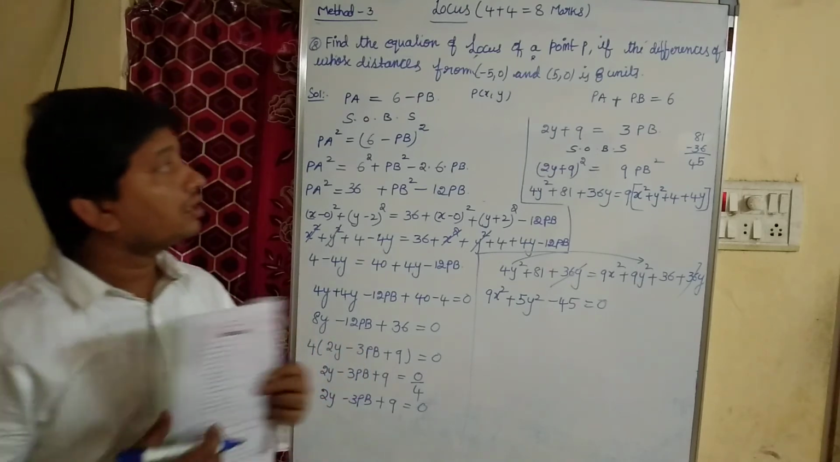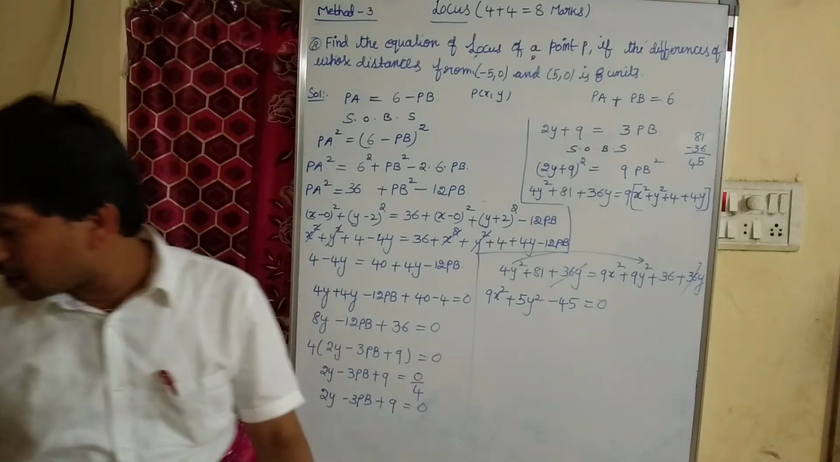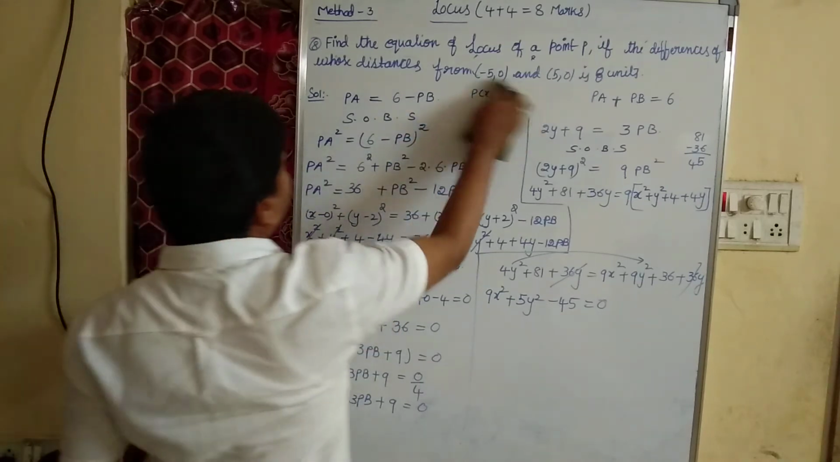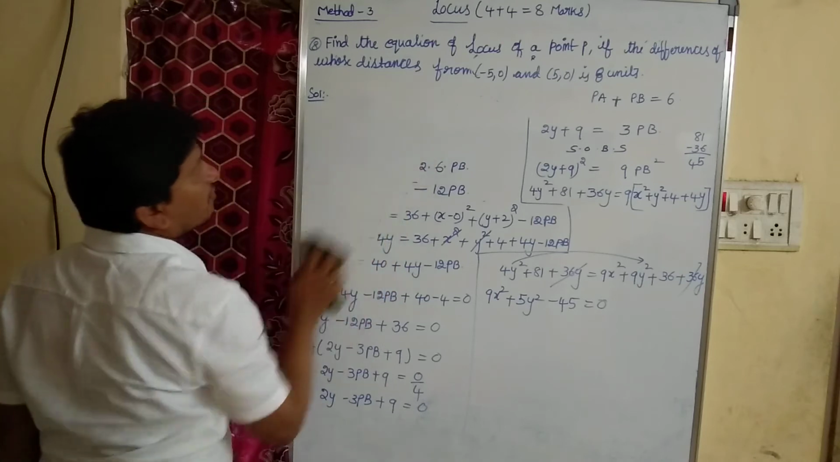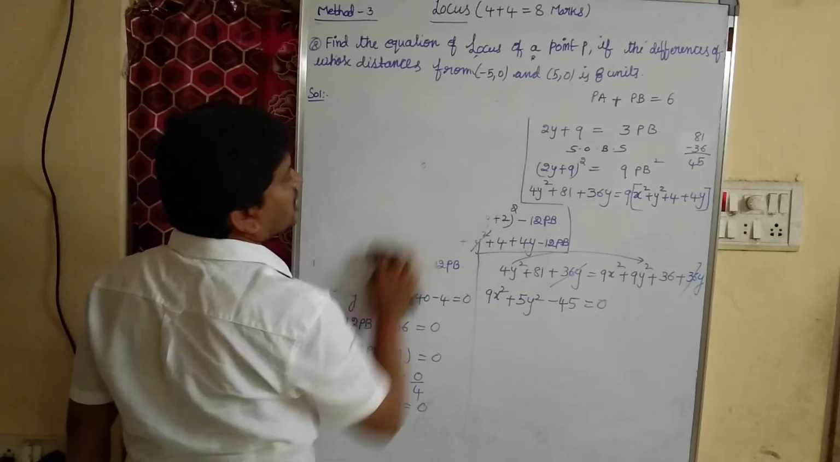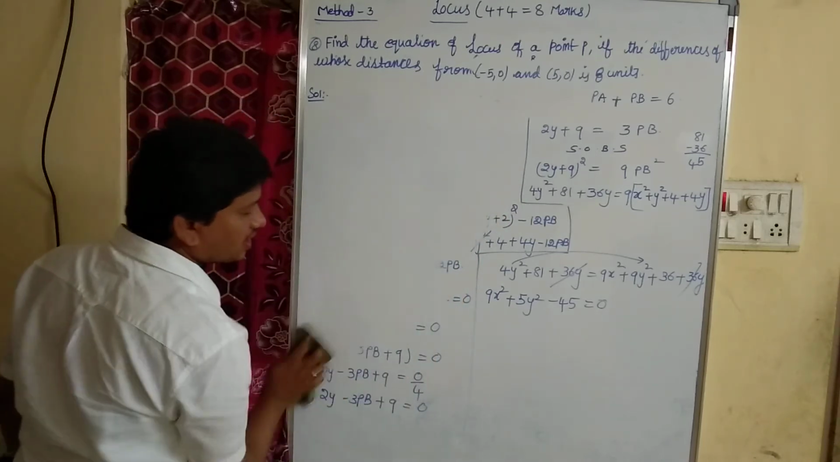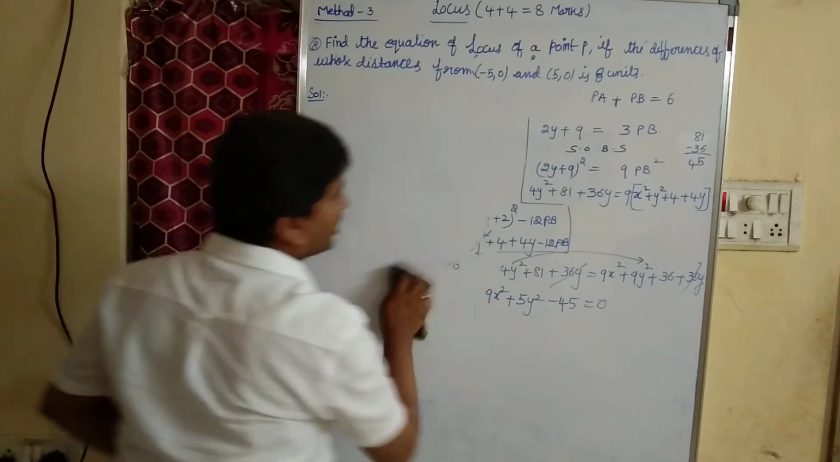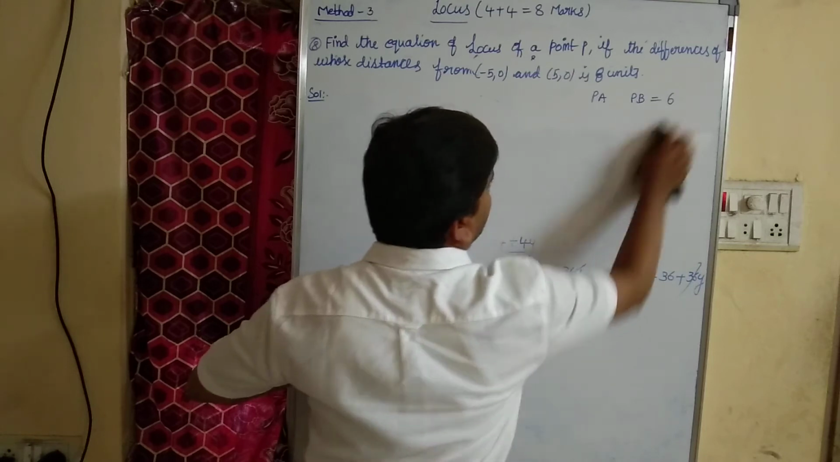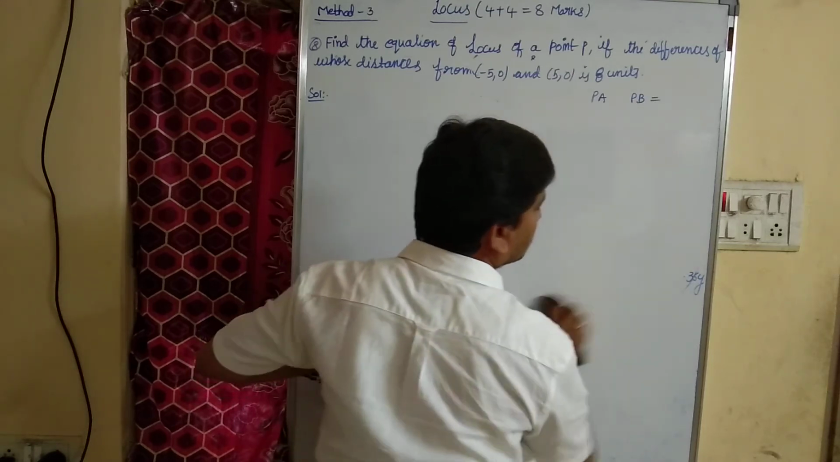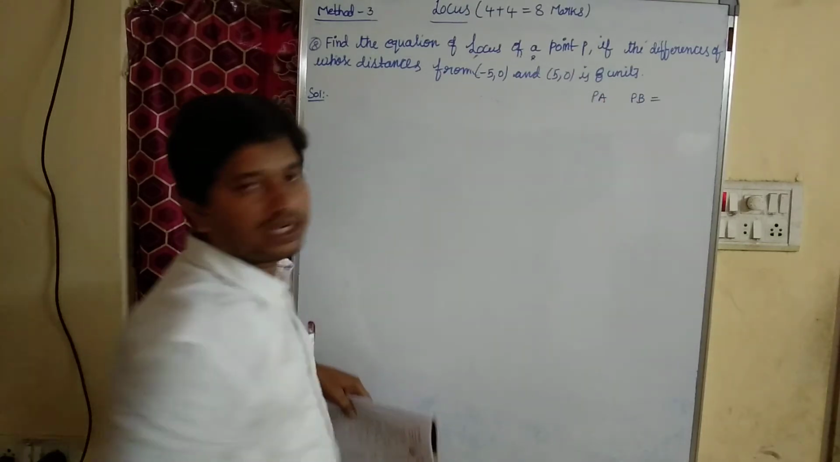Can you find out the difference between the previous problem and this problem? They asked for the sum of the distances from the given points earlier. But here in this case they are not asking for the sum, children. Can you guess what they are asking here? They are asking for the difference. So instead of plus, what do we have to write here?